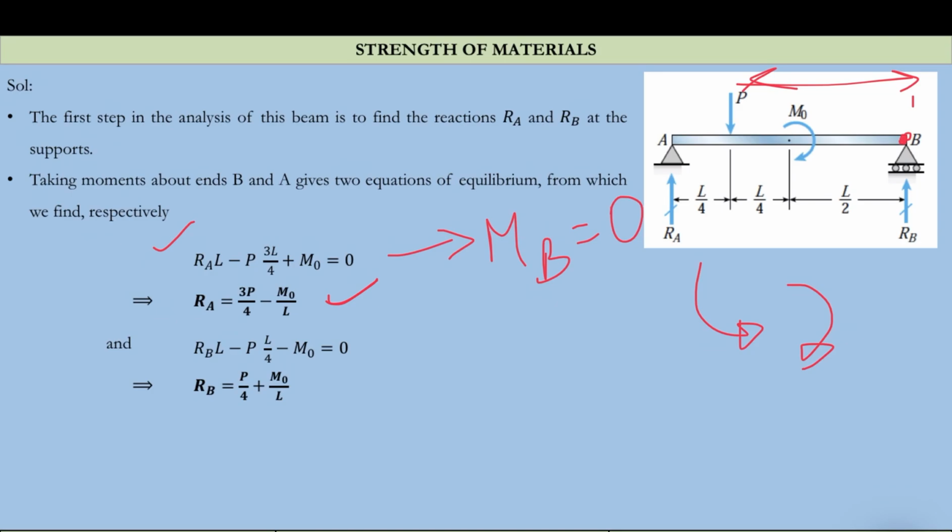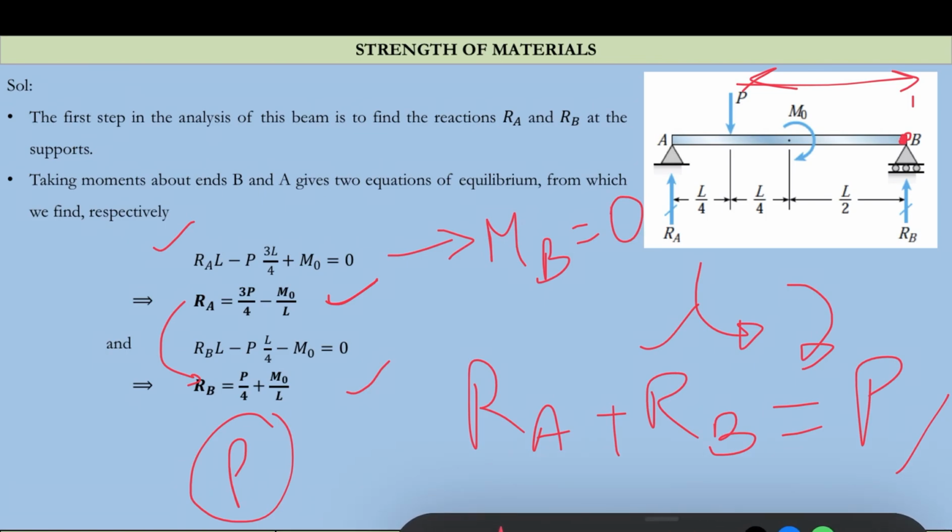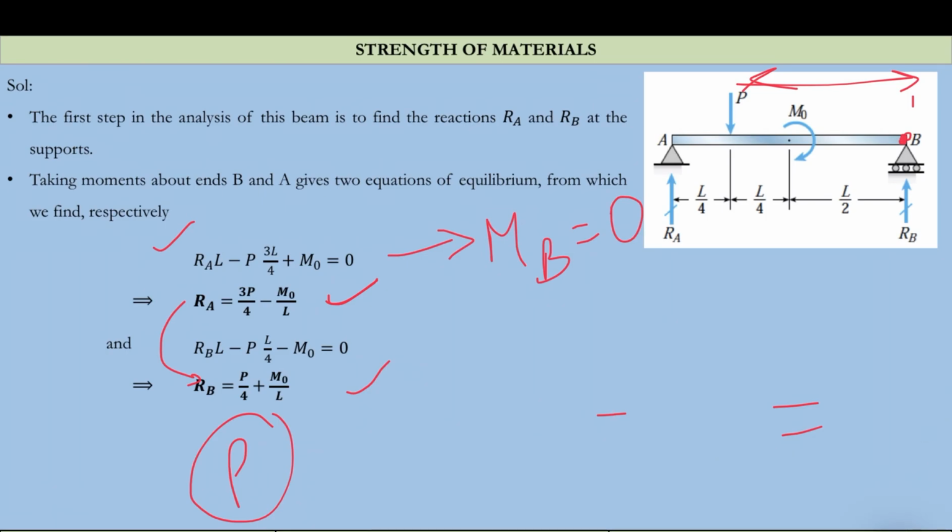Now RA plus RB is how much? P only. Moment is not going to contribute in force equations, so you can use this equation or you can take the moment about point A. Both ways you will get the same RB. So RB comes out to be P by 4 plus M0 by L. If you add them, 3P by 4 plus P by 4 will be P, and minus M0 by L plus M0 by L will cancel out. So RA plus RB comes out to be P only. So we have calculated the reactions correctly.